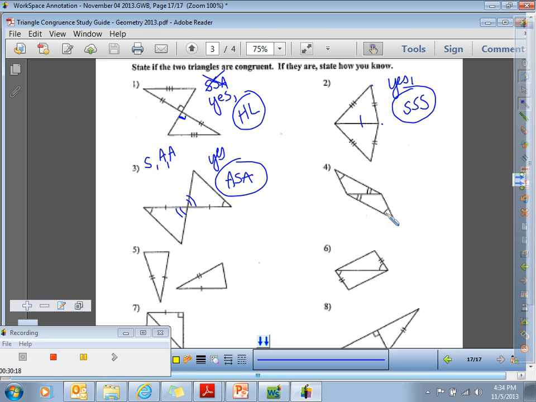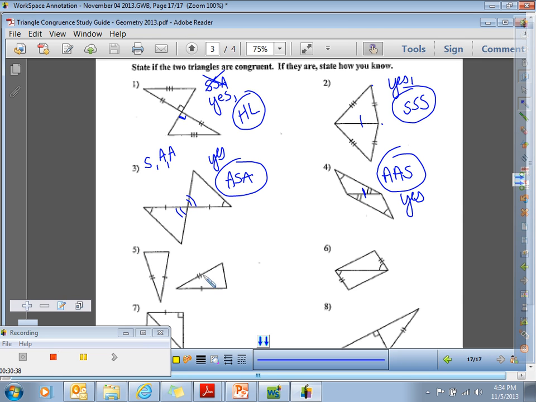Here, I have an angle and an angle, an angle and an angle, and they share that little side in between. So this side is not in between these two angles of this triangle or these two angles. So this would be angle, angle, side. Does that prove congruency? Yes.